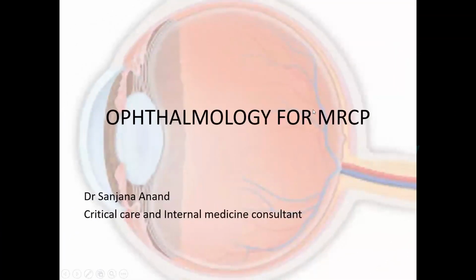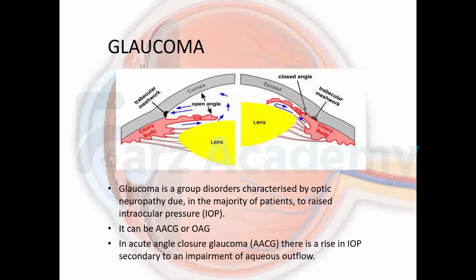So today we'll be discussing important topics from ophthalmology. Let's start with the first topic, which is glaucoma. Glaucoma is a group of disorders characterized by optic neuropathy. It is seen in the majority of patients due to raised IOP. It can be classified into acute angle closure glaucoma or open angle glaucoma, and the angle closure can be chronic as well. But acute angle closure glaucoma is what is most important from your exam point of view. Here there's a raise in ICP, intraocular pressure, secondary to an impairment of the aqueous flow.